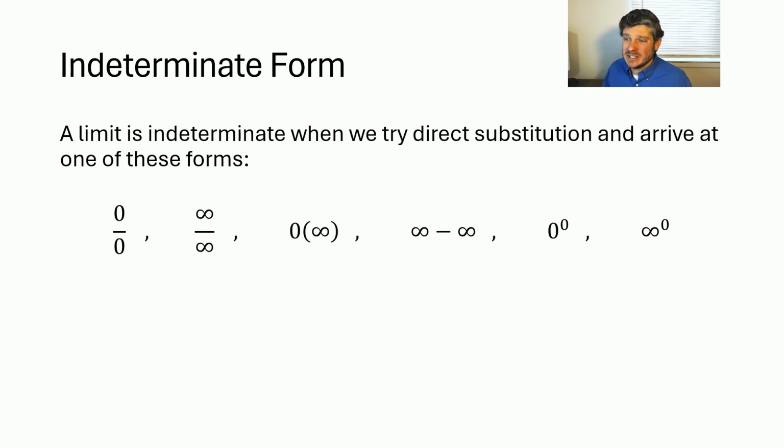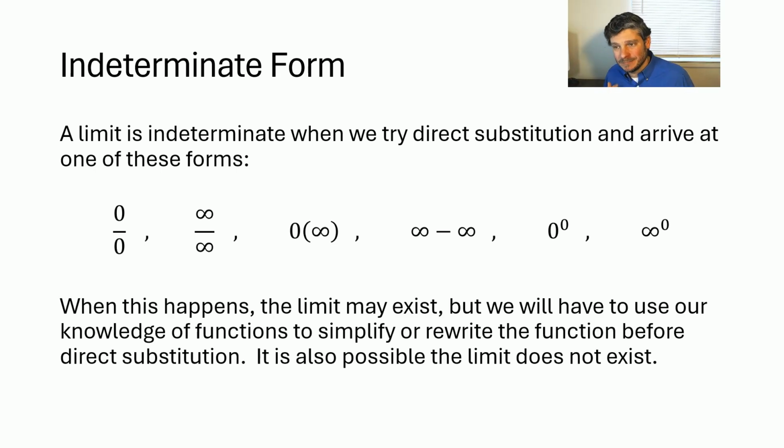Similarly, infinity to the 0 is also indeterminate. What happens when you raise infinity to a 0 power? I don't know. We got to do more work. Again, these indeterminate limits, these indeterminate forms, this means that the limit might exist, and we'll just have to use our knowledge of functions to try to simplify and rewrite the problem before we do the direct substitution. It's also completely possible that the limit does not exist.